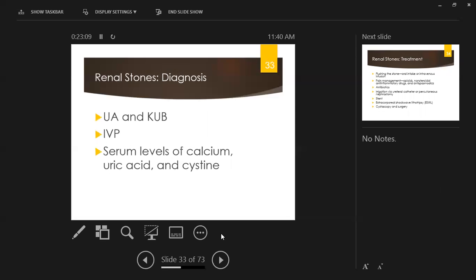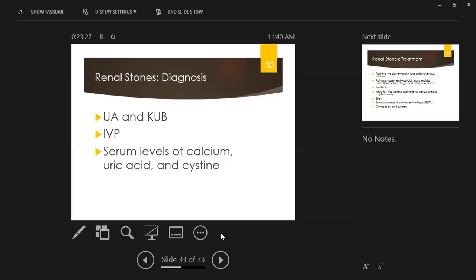So how do we diagnose this? Well, we'll do urinalysis. We'll also do a KUB to see if we can identify the stone. We also might do an intravenous pyelogram so that we're actually looking at the kidneys, the ureters, etc.